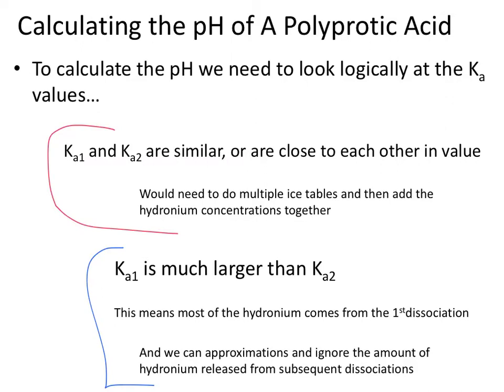Which means, another way of saying that, Ka2 is much smaller than Ka1. That would mean that most of the hydronium, or the hydrogen, comes from the first dissociation. In that case, we can use approximations, and we won't even set up a second ice table, because the hydrogen ion concentration that Ka2 gives us is going to be pretty inconsequential relative to Ka1. So we can say that the pH of the solution is roughly only due to the first dissociation.